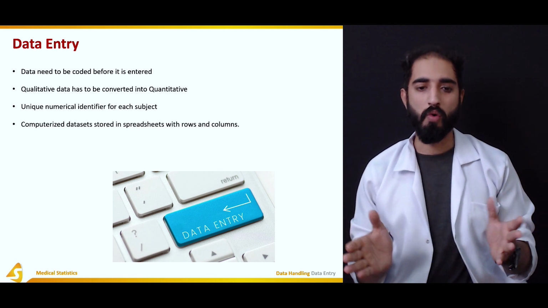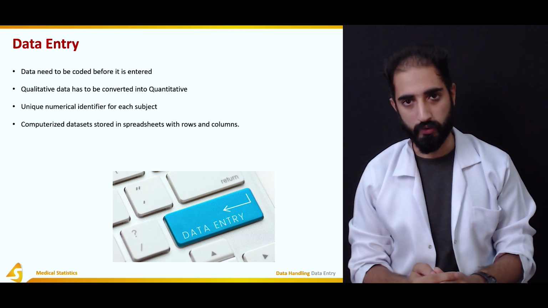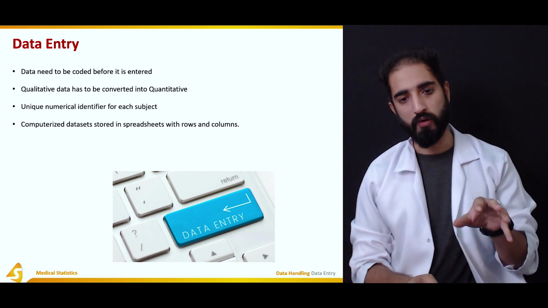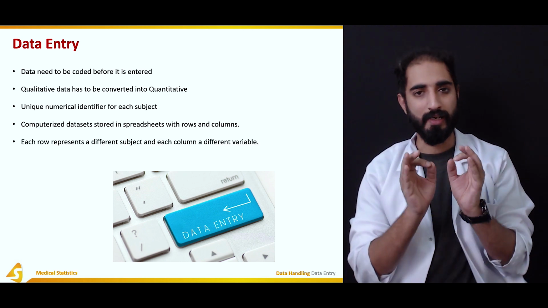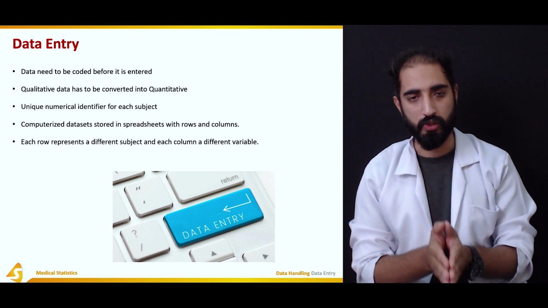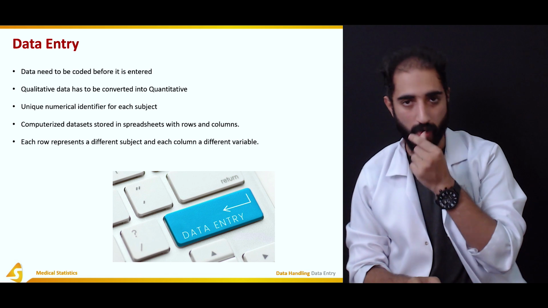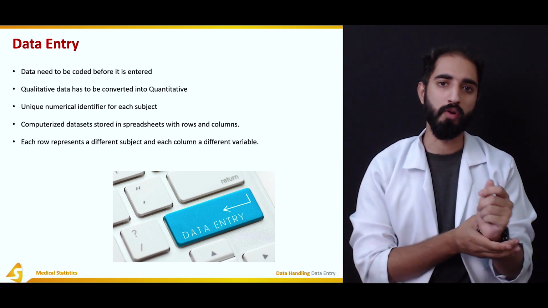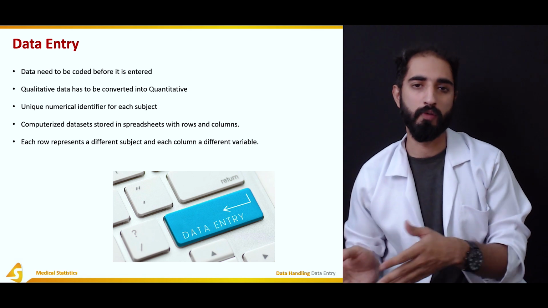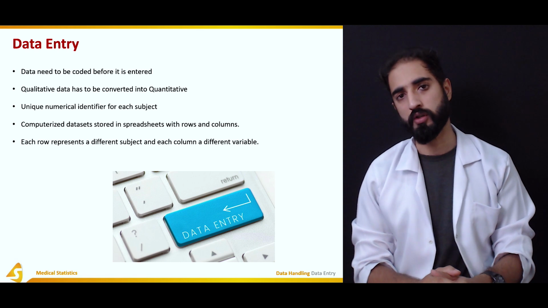A computerized data set is stored in spreadsheets with rows and columns whenever we are talking about data entry. And as we already discussed, each row consists of a specific and unique subject, whereas each column consists of a different variable, and the variables can be entered via the variable view in SPSS, which we already discussed when we talked about the introduction to SPSS.